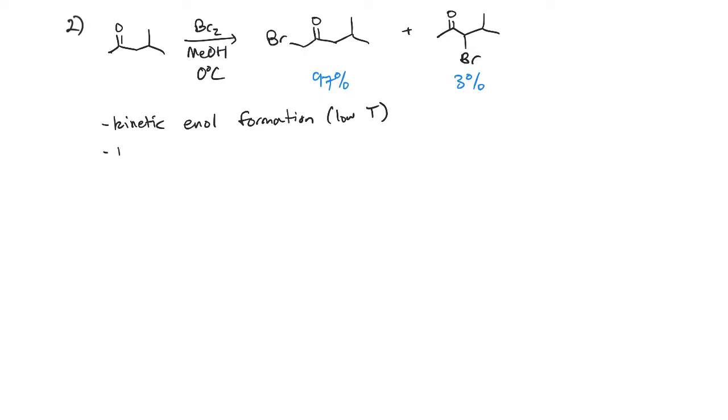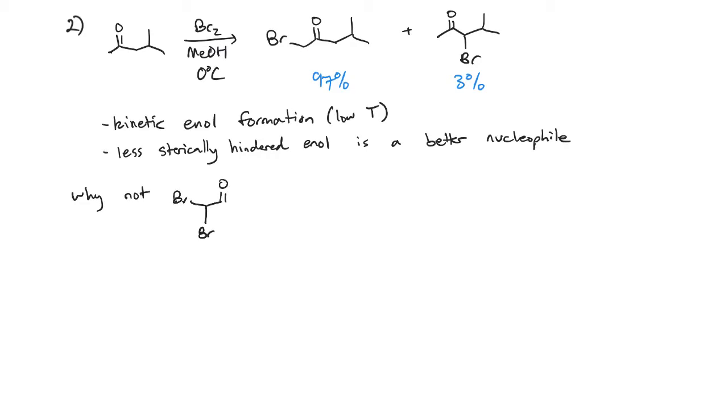So some hints for this came from the reaction conditions with the low temperature, making it harder to get to the thermodynamic one. Another way to think about this product outcome is to say that even if you made the thermodynamic enol, it would be a worse nucleophile. And so in the end, the kinetic one is the one that reacts the fastest. It forms the fastest and it's a better nucleophile.